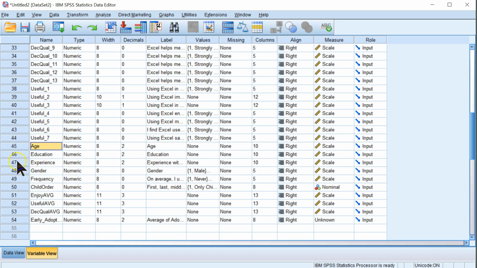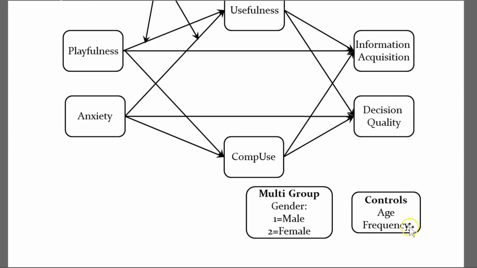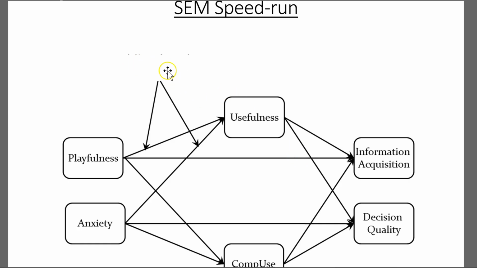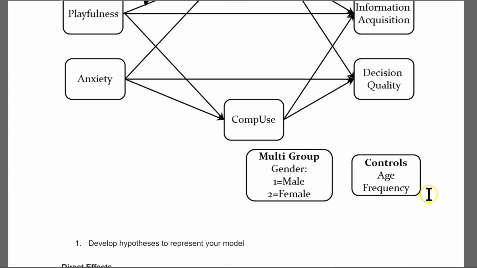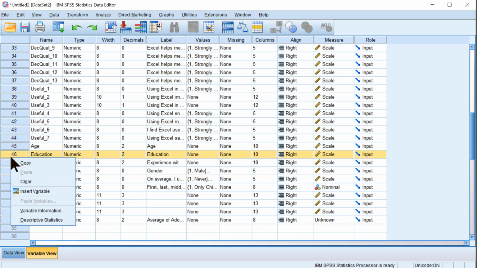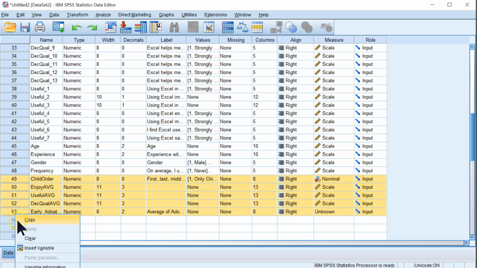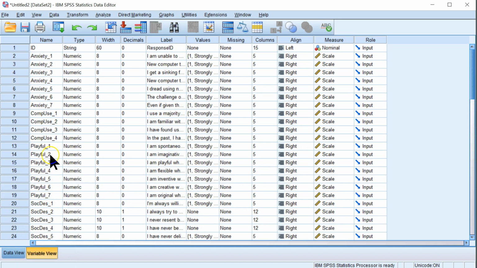Age, let's see what we were controlling for here. We're controlling for age and frequency. We also need to keep experience, which is hiding. There we go, experience and gender. So, age, don't need education. Delete that one. We need gender, experience, frequency. Don't need child order or any of these guys here. Clear. All right, so now we're just left with what we need.